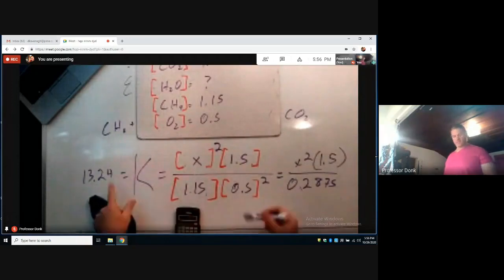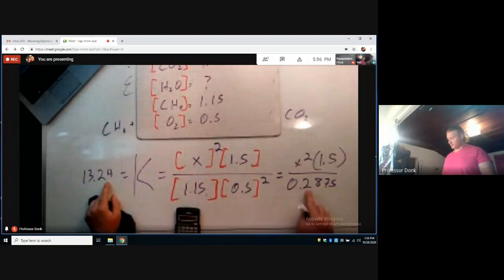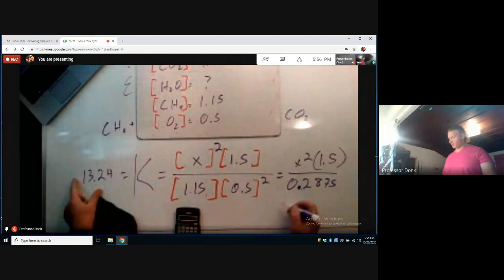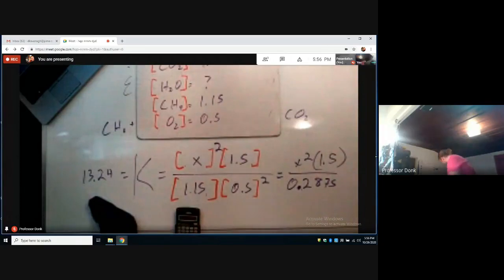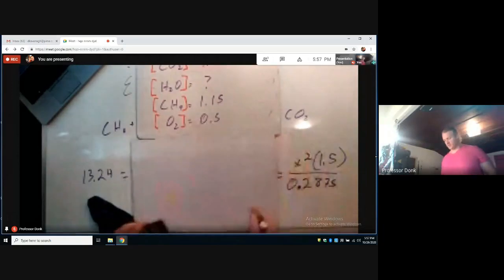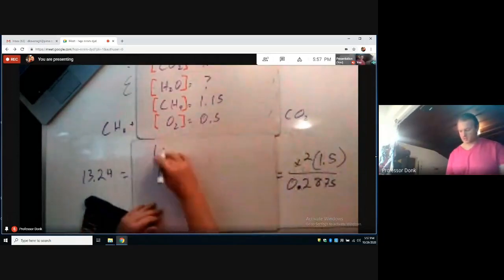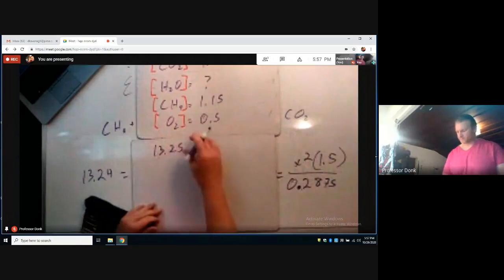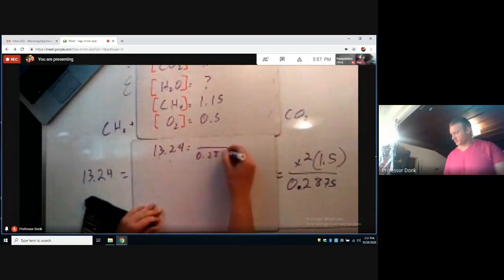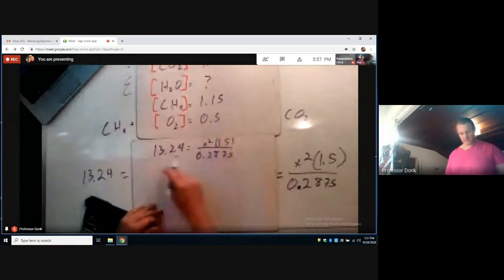Now I have to rearrange this thing. Kind of across the board here, I got the 13.24. So I can take this number and kind of multiply both sides of the equation by 0.2875. I'm going to do this on this board here because I think it's a little easier to see. 13.24 equals 0.2875 times x squared 1.5. So I'm going to get that stuff over there.